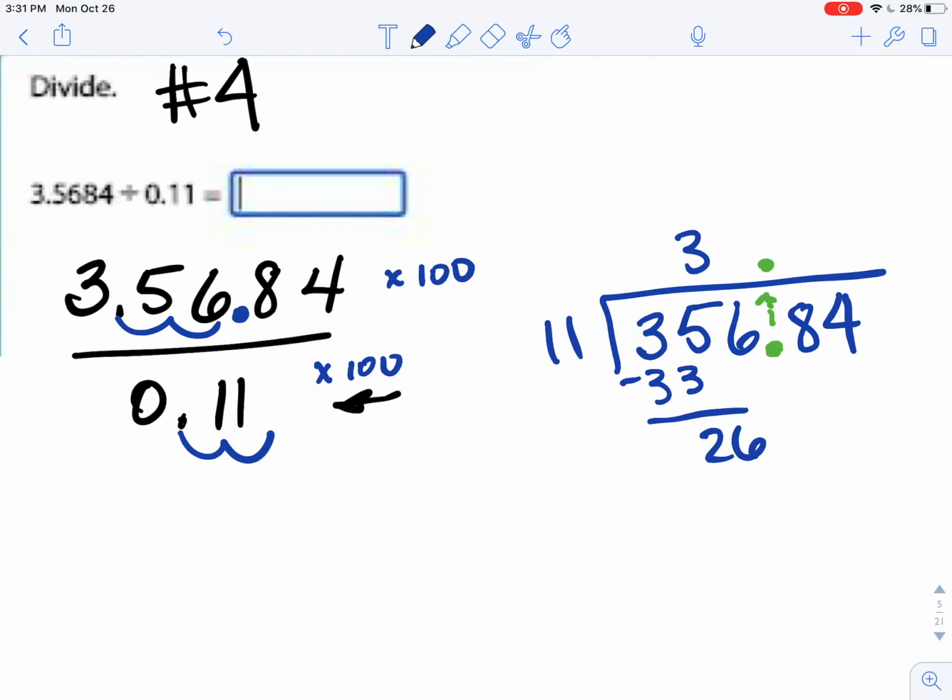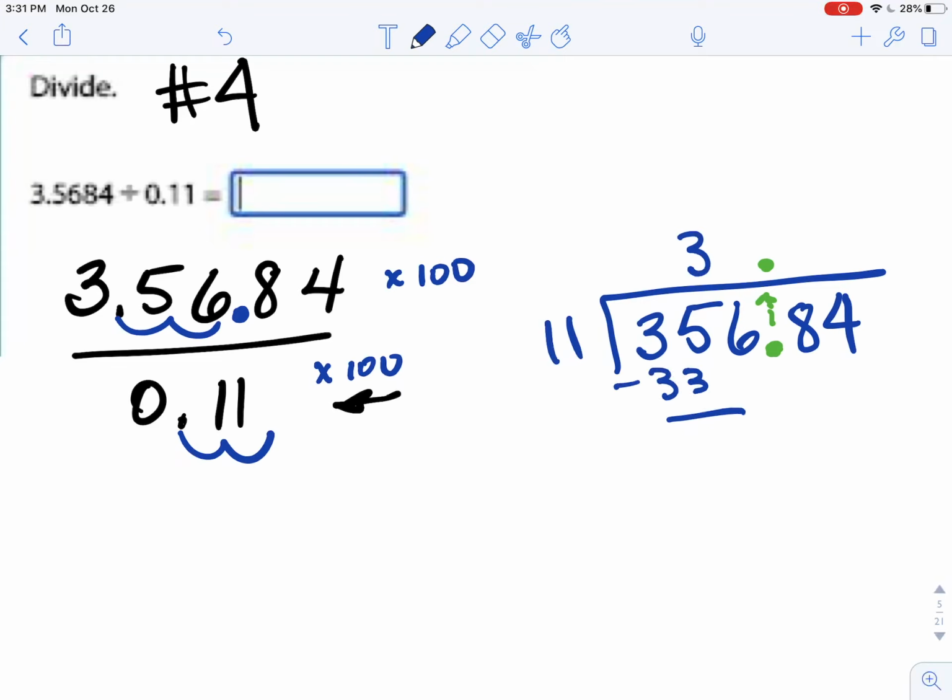I'm going to now start over. Oh my goodness, back. Don't do that. I'm going to start over. Okay, so my very first thing to do is to bring up the decimal point. Always start there. Now 11 goes into 35 3 times.